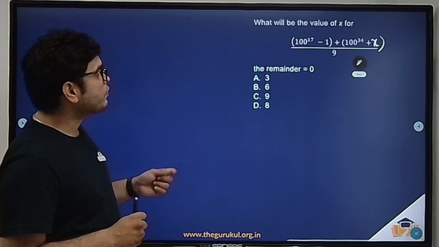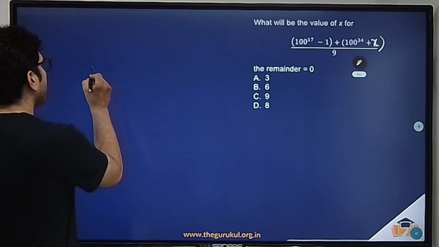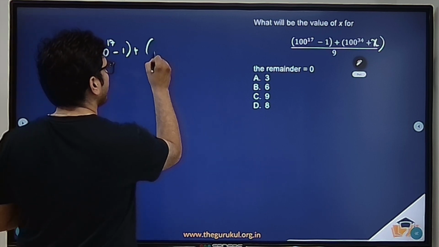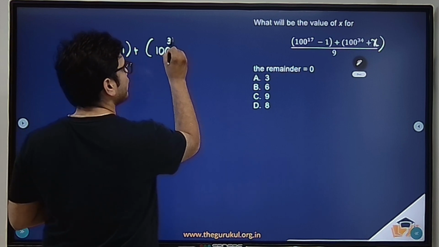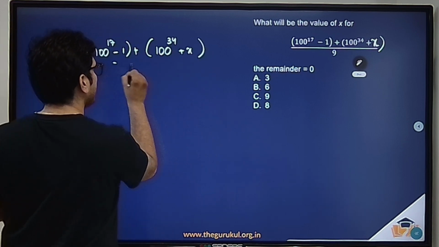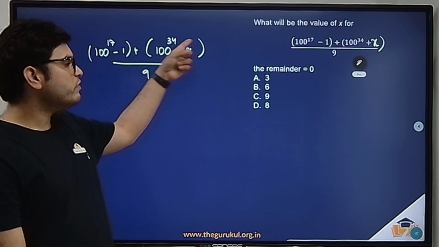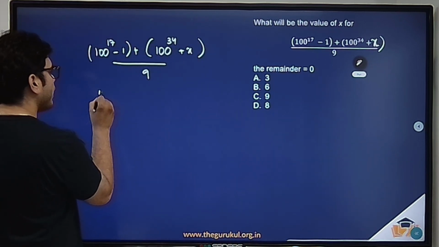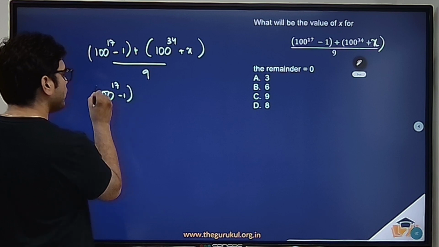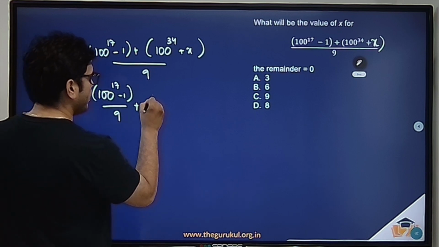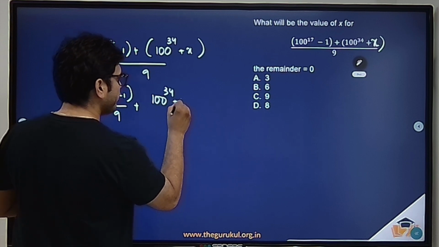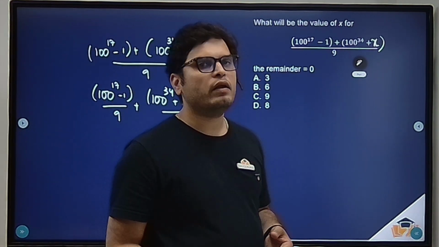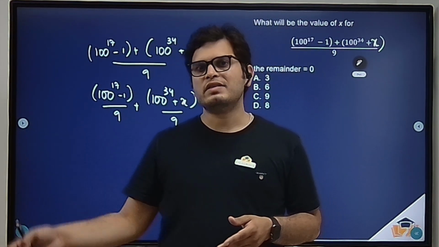Now coming to the fourth question, what will be the value of x for 100 power 17 minus 1 plus 100 power 34 plus x when divided by 9, the remainder is 0, and that means the numerator has to be exactly divisible by 9. Now let's split this. So we have (100 power 17 minus 1) by 9 plus (100 power 34 plus x) by 9. Now what is the divisibility rule of 9?